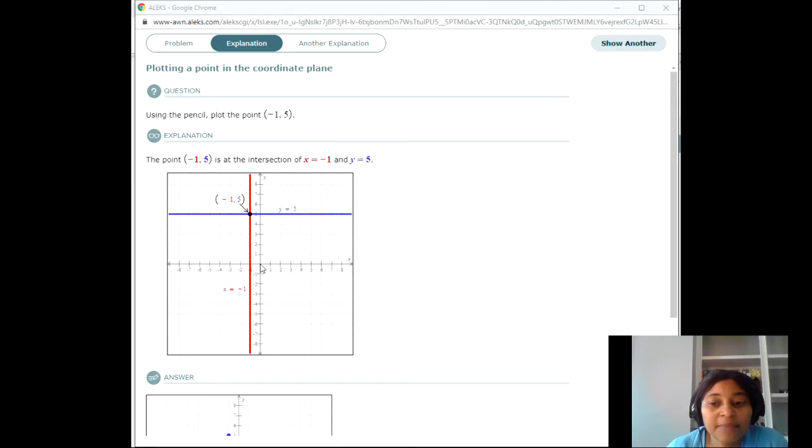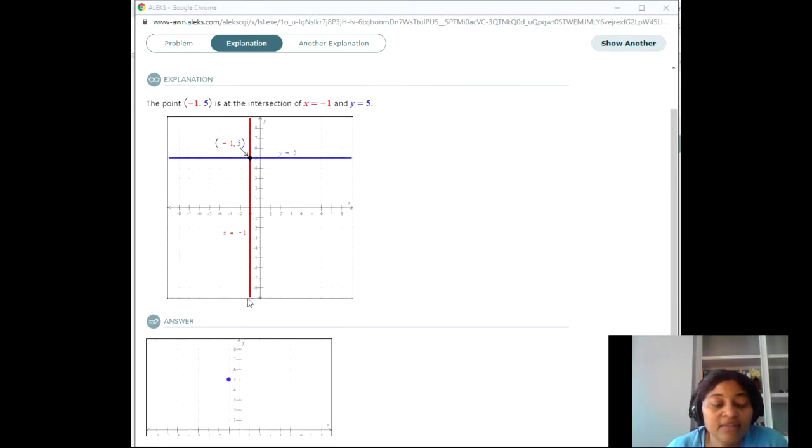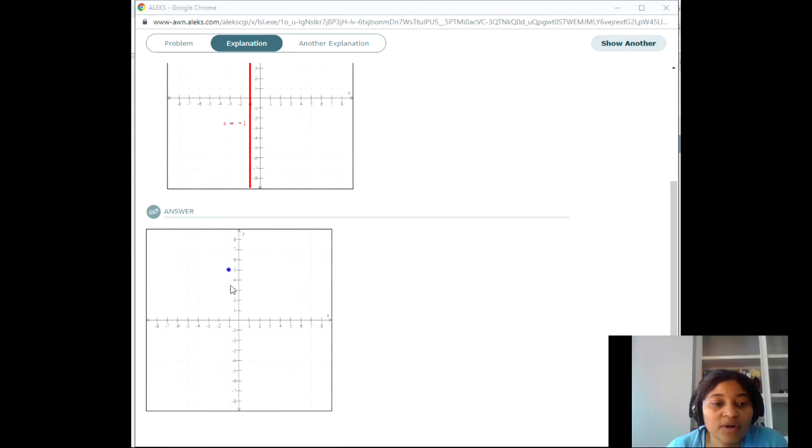The first number that we're looking for is a -1. So we'll go over 1 to the negative side, and then we'll go up 5. You don't actually circle, you put a dot there once you find the second number. So you go over 1 and then up 5, and then you can see the answer here. It went over 1 and up 5. Okay, let's move on to the next question.